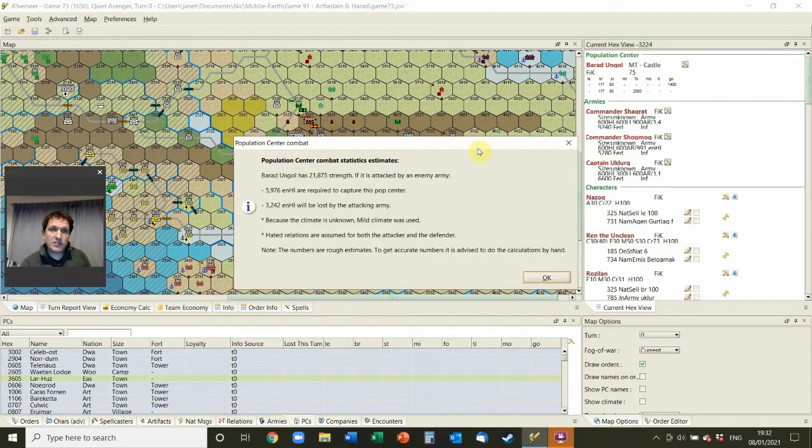If you click on that, a little pop-up comes along. It automatically calculates for you what the strength of Barad Ungol is if it were to be attacked, approximately how many ENHI are required to capture this pop center, and how many ENHI will be lost by the attacking army. ENHI stands for Equivalent Naked Heavy Infantry.